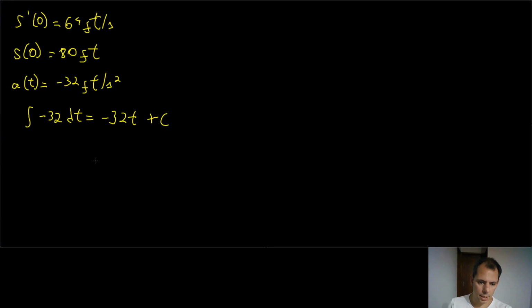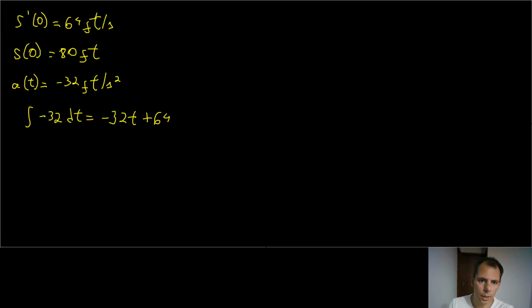So you say that 64 feet per second equals minus 32 times 0, which is 0, plus c. So 64 is c, all right? So we're going to replace this c here with a 64. So plus 64.